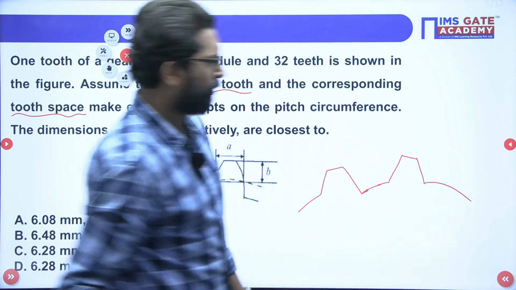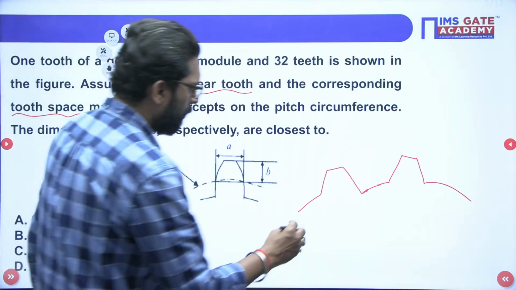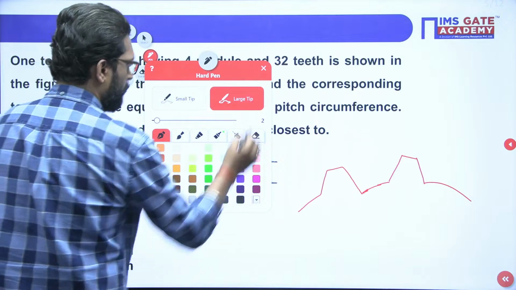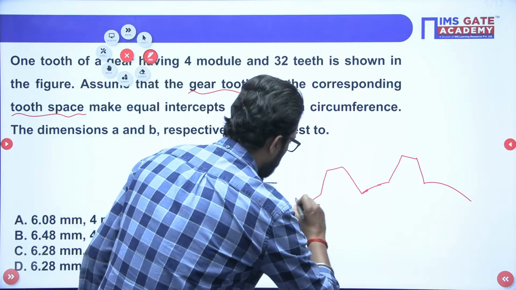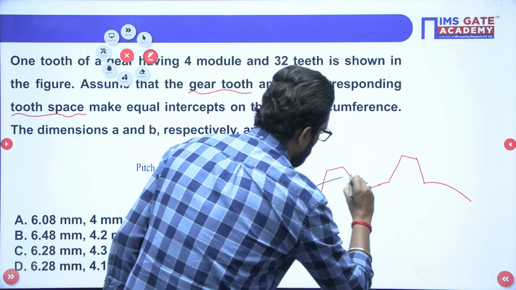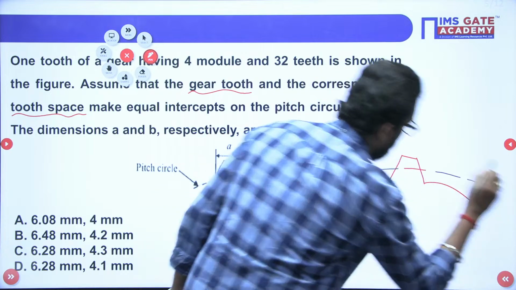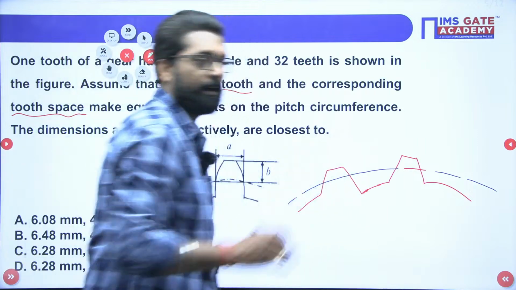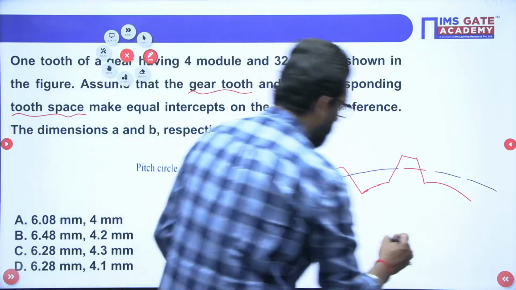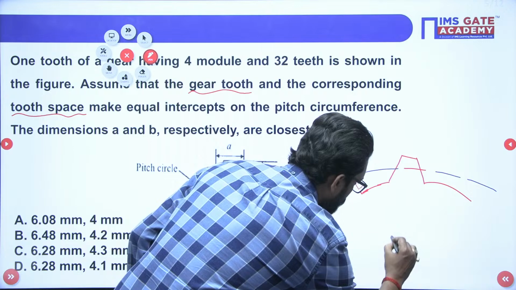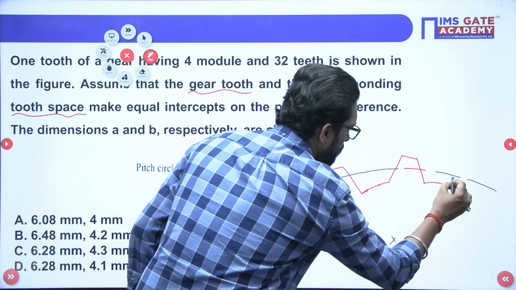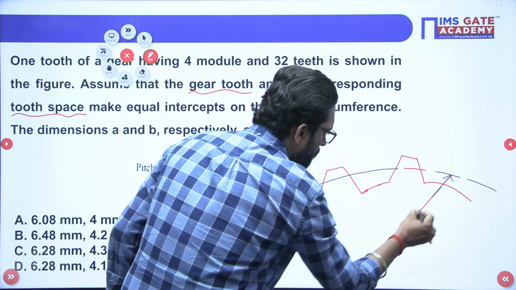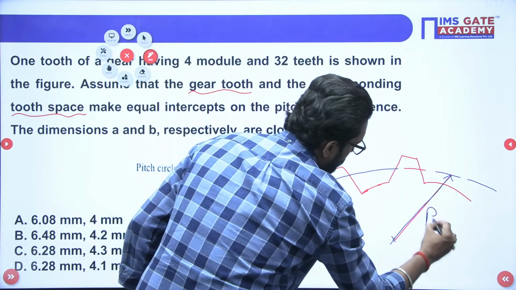Okay, so this is your tooth of the gear. Now this is your pitch circle. We have to measure all the dimensions from the pitch circle. This is your center, so this is your pitch radius R. No problem at all.